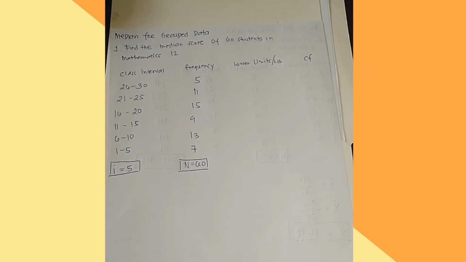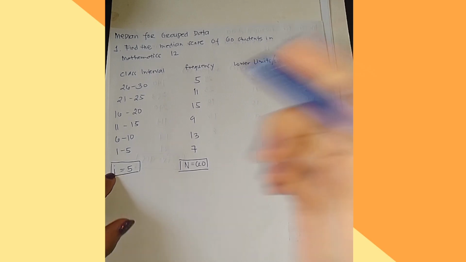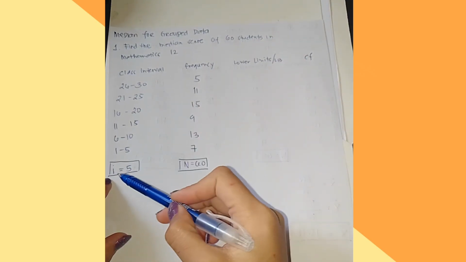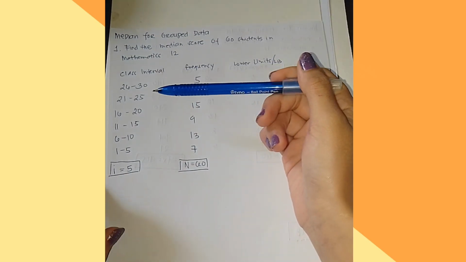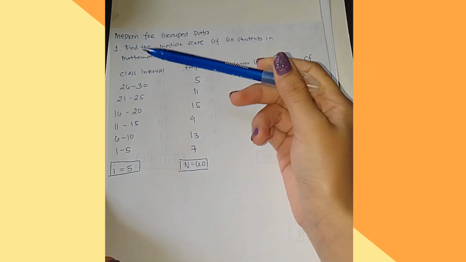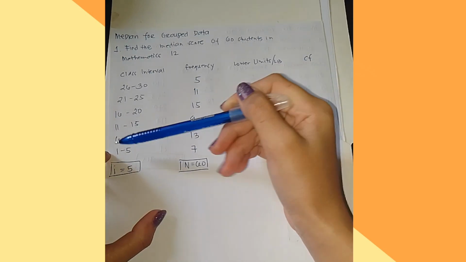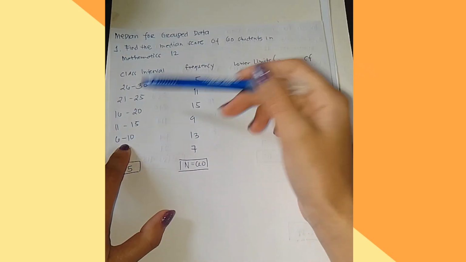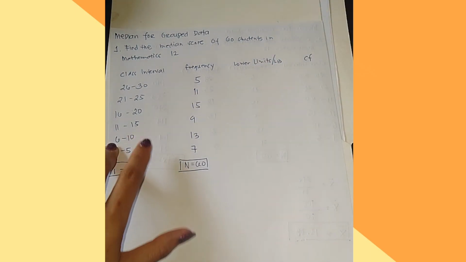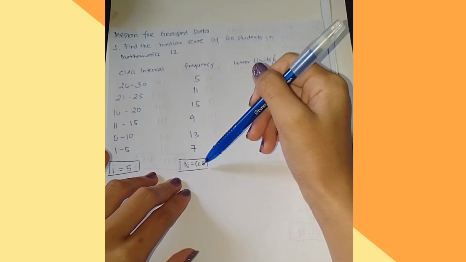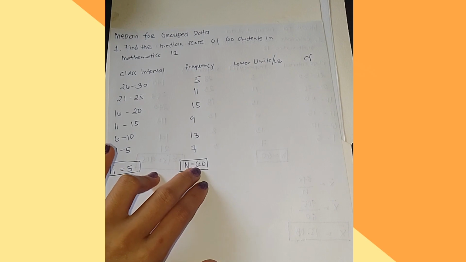So, the first step is getting the size of the class interval, which is the I. This I is equal to 5 since the class interval is counted as 5. So, 1, 2, 3, 4, 5. And again, our frequency total is equal to 60.